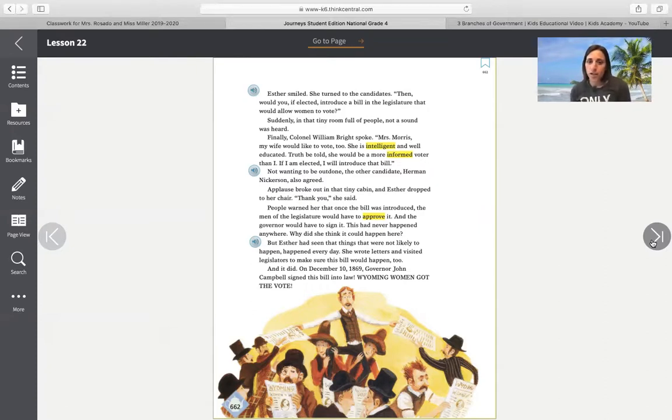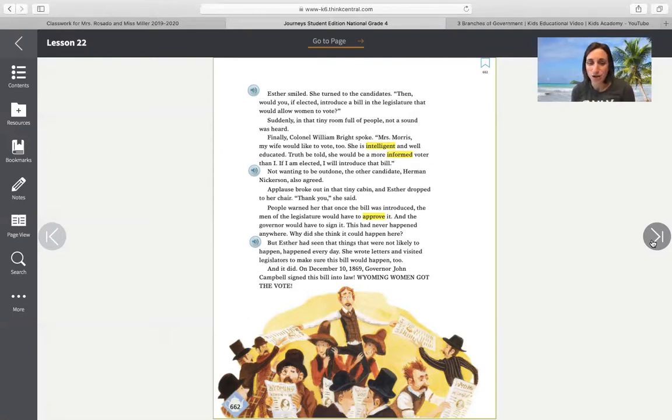People warned her that once the bill was introduced, the men of the legislature would have to approve it, and the governor would have to sign it. This had never happened anywhere. Why did she think it could happen here? But Esther had seen that things that were not likely to happen happened every day. She wrote letters and visited legislators to make sure this bill would happen too.